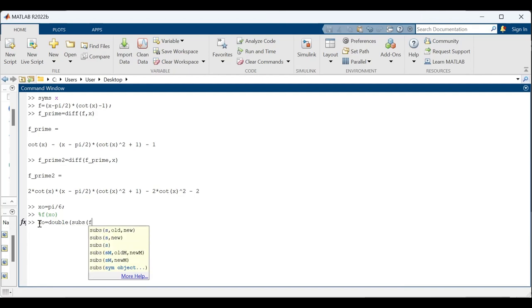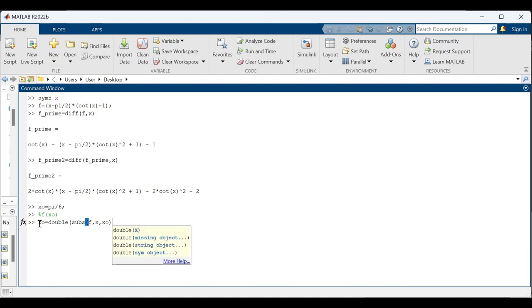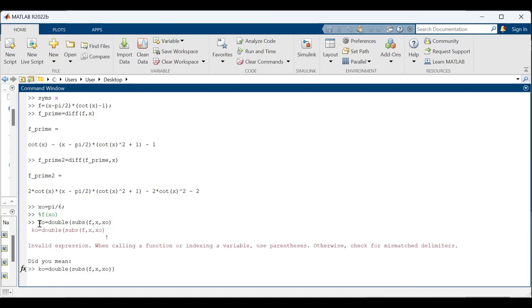So in what function am I going to substitute? I'm substituting in the function f with respect to x, and what am I substituting? x naught. I'm substituting x naught into that function. So this is going to give me the value of f of x naught. If I punch, oh, what's that? Calling a function, use parenthesis. I just used one parenthesis. Okay, so it has corrected for me.